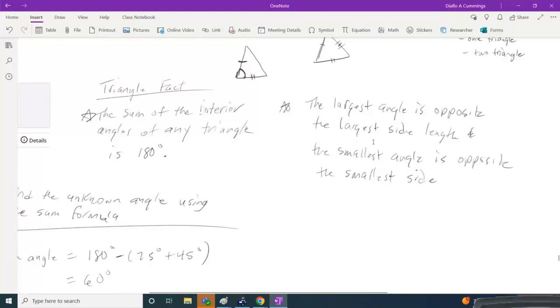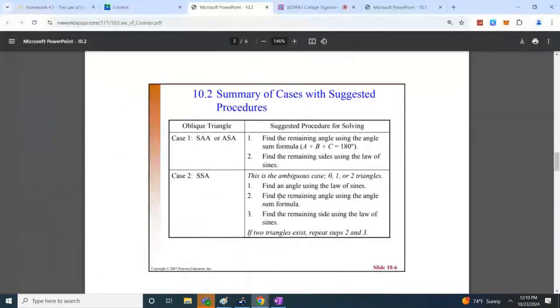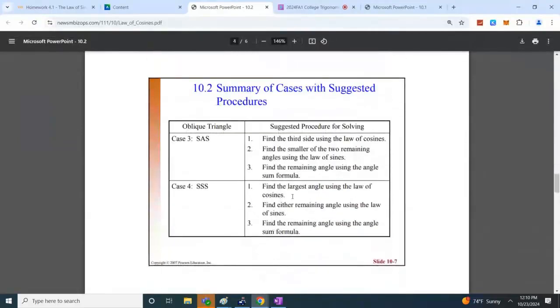The reason it's important to know these things is because when we take a look at these procedures, some of them say to find the smallest angle, like case 4, side, side, side. It says find the largest angle first. The largest angle would be opposite the largest side.